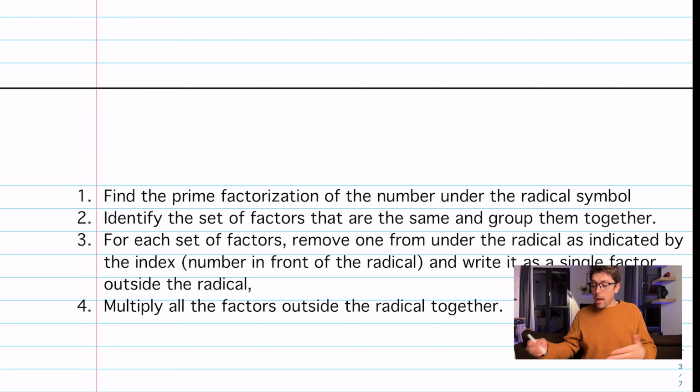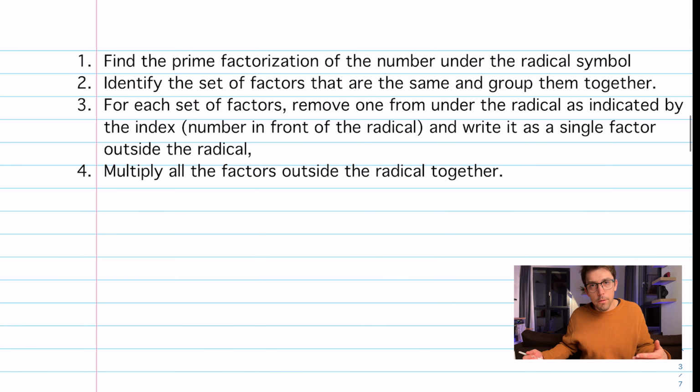Now let's take a look at how we actually simplify radicals. Right here I have the 4 steps. Maybe you want to pause the video and take a screenshot of this so you can reflect back on it when you're doing work on your own. I'll go ahead and read through them. First, find the prime factorization of each number under the radical symbol. Underneath the radical, break each and every number down into all of its different factors. Then identify the sets of factors that are the same and group them together. We'll go over that in just a second.